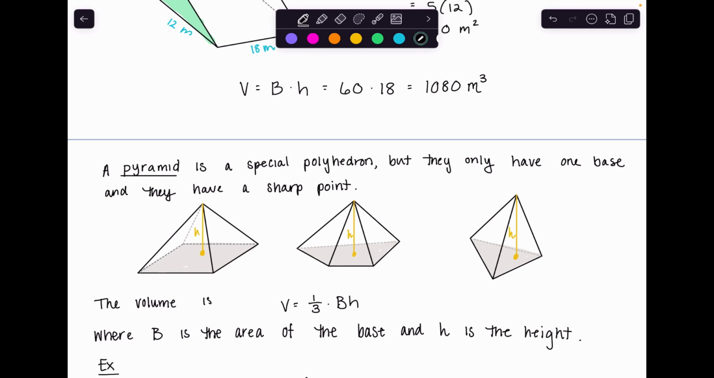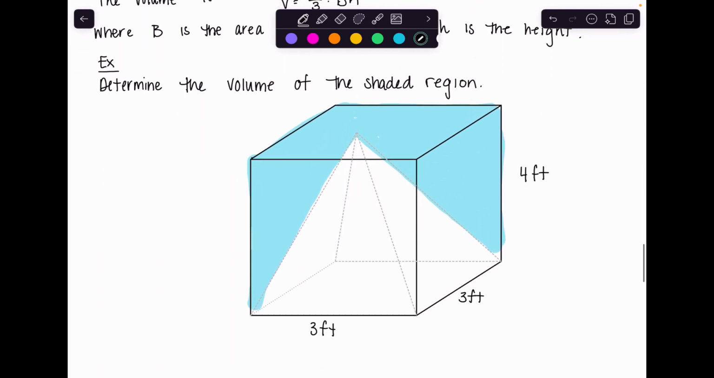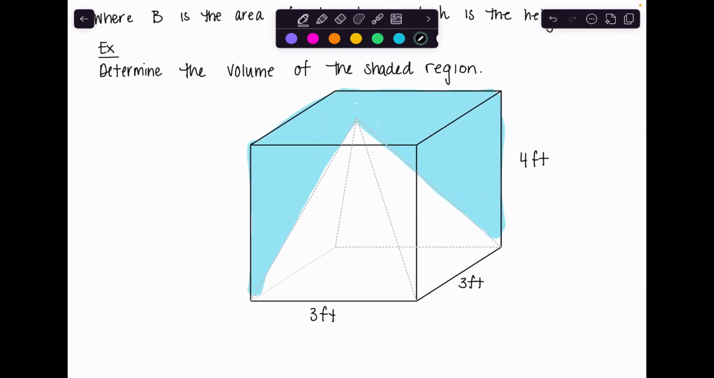So you still need to figure out what is the area of the base, what is the height, but then you just multiply it by 1/3. So really what we have left is just a few more examples of this. We'll try to do some more complicated shapes here, but we're going to start by determining the volume of the shaded region, because this is going to give us a little bit of practice with different types of volumes.